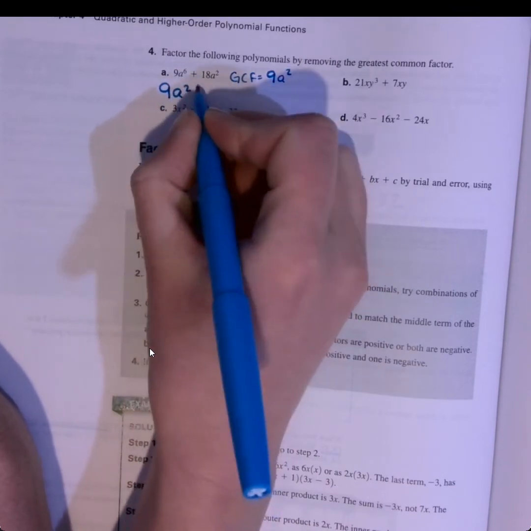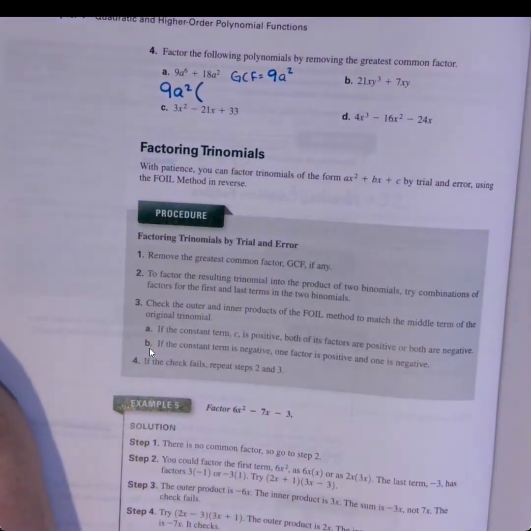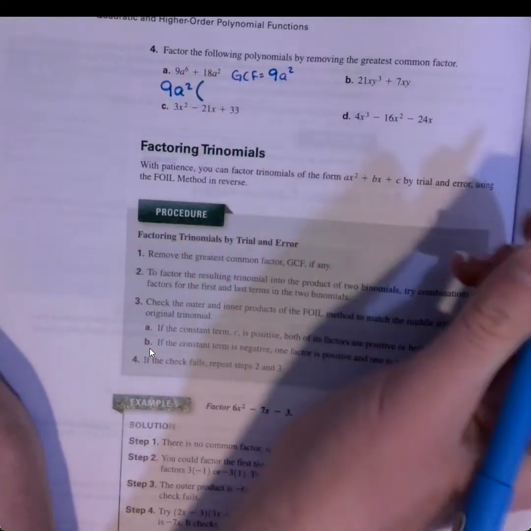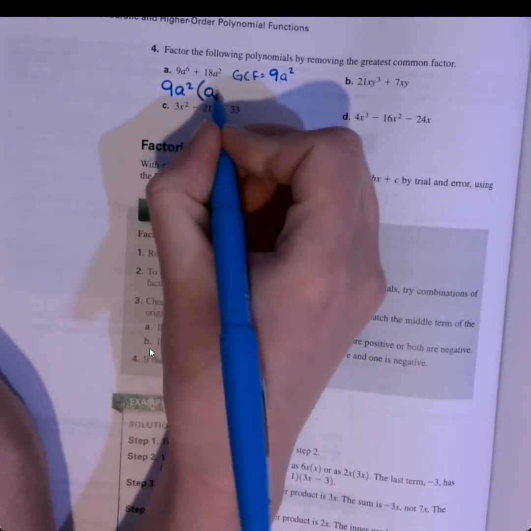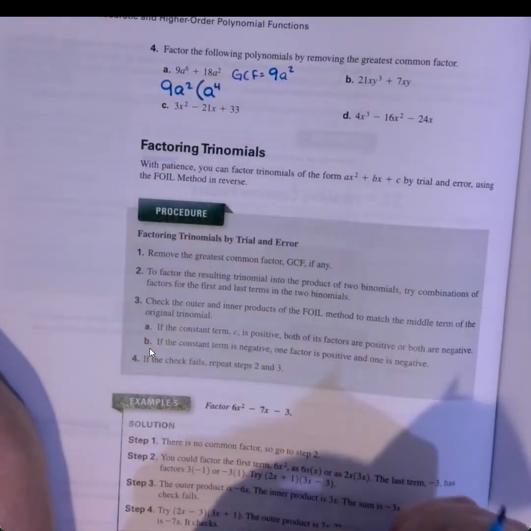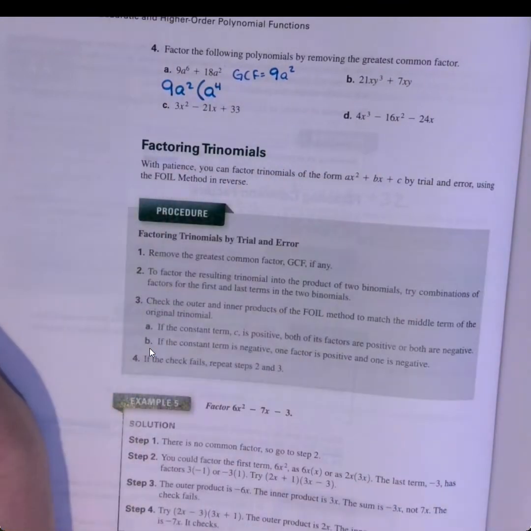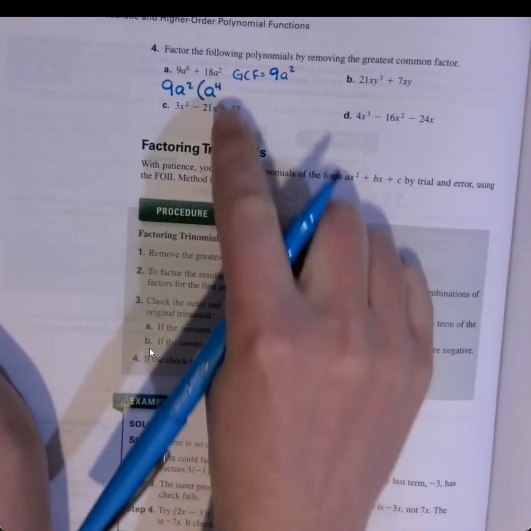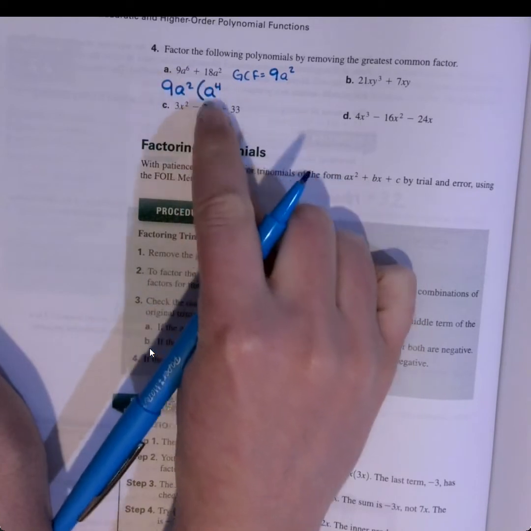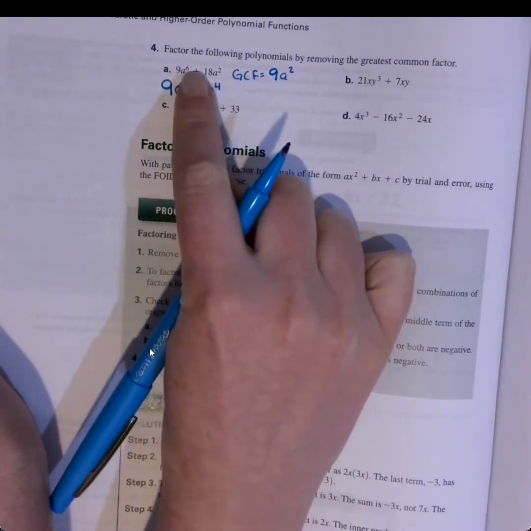When we factor it out, we write it outside the parentheses, and we divide it out of each term. 9 divided by 9 is 1, so I don't need to write the 1 because I'm going to have some a's in there. Took 2 of them out, so there should be 4 left. If I multiply those back together, I should get back to the 9a to the 6th. I am dividing the 9a squared out of the 9a to the 6th. a to the 6th divided by a squared is a to the 4th.